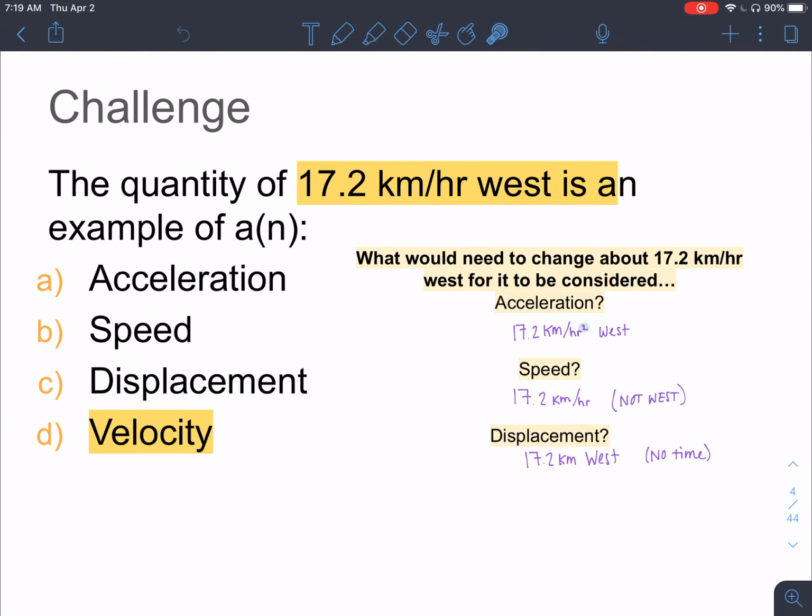All right, what those would look like for acceleration. Everything would be the same except you need to have the time or the denominator squared. For speed, the initial number in units, those would be all the same, but west would be taken off because speed is just a magnitude where velocity is a magnitude as well as a direction. For displacement, we would just have kilometers. We do need to have the direction, but no time because displacement is some type of distance unit, and the west makes it displacement instead of just a distance.